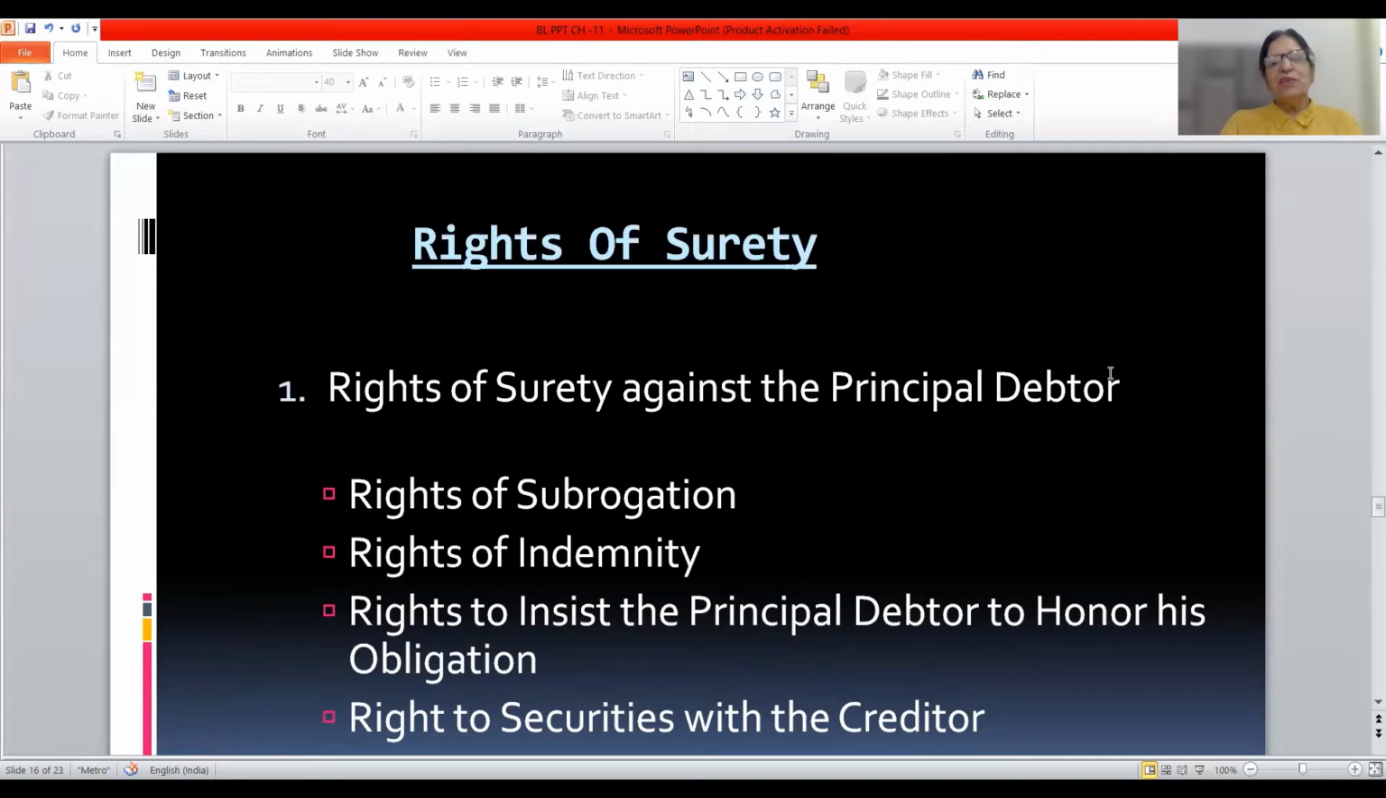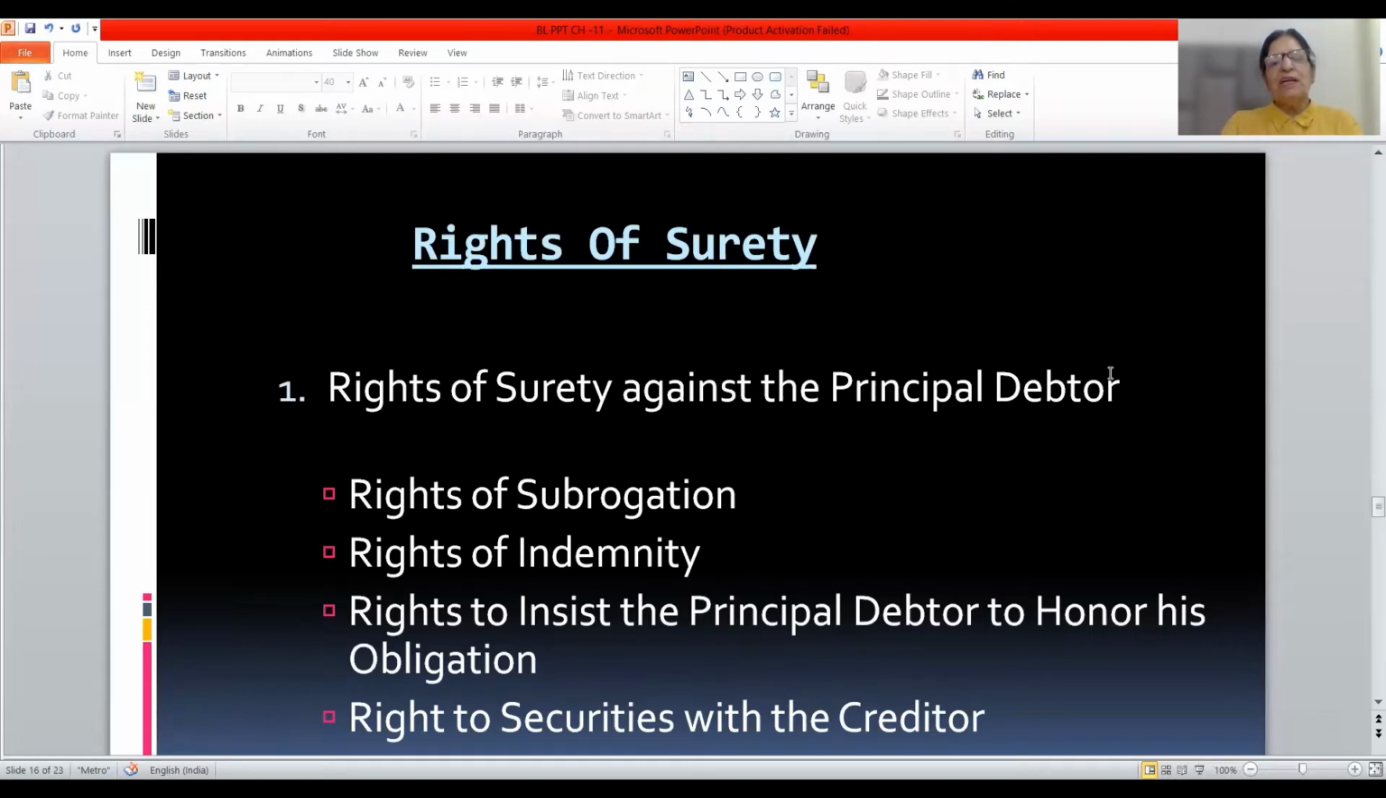Subrogation, friends: if the debtor commits default and the liability of the debtor is discharged by the surety, then whatever rights are available to the creditor against the debtor, all will get transferred from the creditor to the surety. So surety will step into the shoes of creditor. This is known as the right of subrogation. So all the rights will be substituted. That is, a person will be substituted. The creditor will be replaced by the surety now.